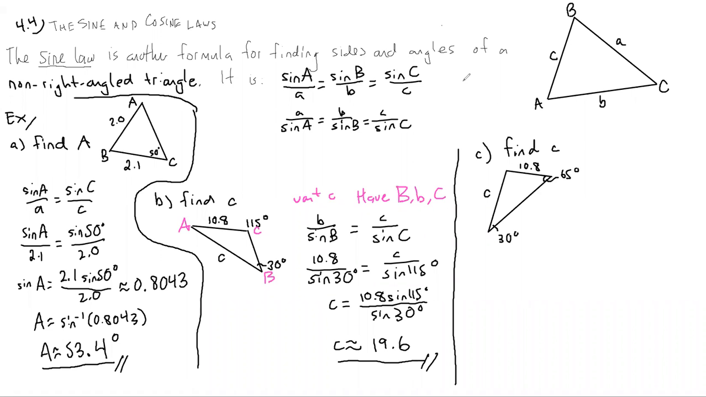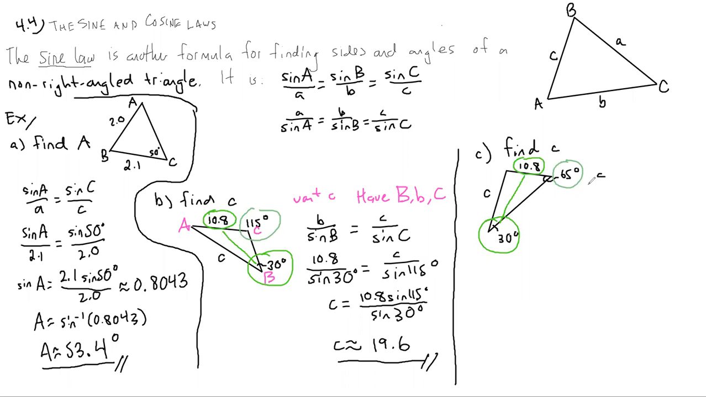Okay, so I'm going to do example C here. One thing I want you to notice with C before going into it is that the numbers are really, really similar to what I did in B. So we've got this 10.8 and a 10.8 opposite of the 30, and then the other two angles are 65 and 115. So those two angles have a relationship to each other. We'll get to that in a second.